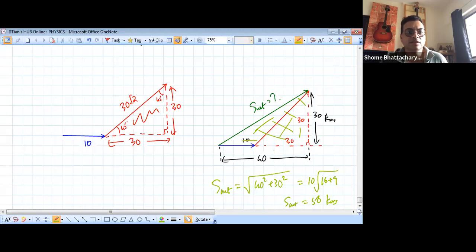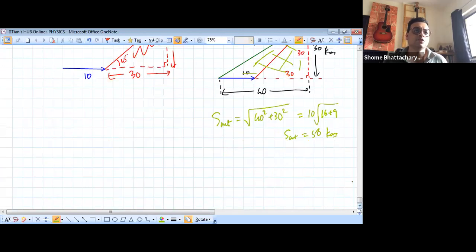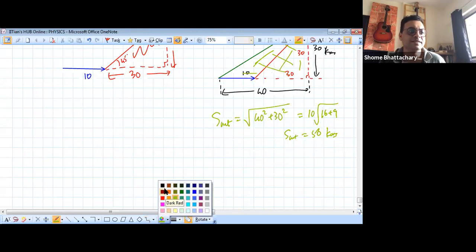So, in this question, are all of you clear with the magnitude of displacement, how we have got 50 kilometers? Okay, good. So these are examples of basically what we call vector algebra. Though we haven't started vectors formally, and we haven't written any formula, today through these examples, we have already seen how to do some situations of vector addition.